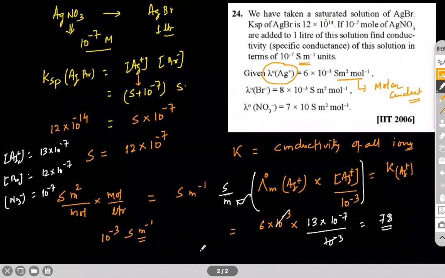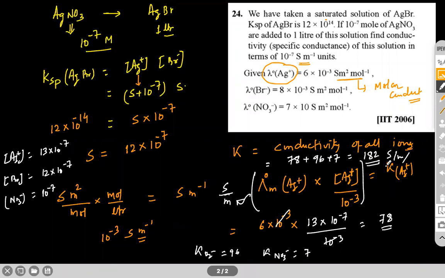So kappa for Br minus is 96, and kappa for NO3 minus is 7 into 1, that is 7. So when we add all those, the conductivity of all ions is 78 plus 96 plus 7, and that would be 104, 104 plus 78, 182 Siemens per meter. This is the answer of this question.